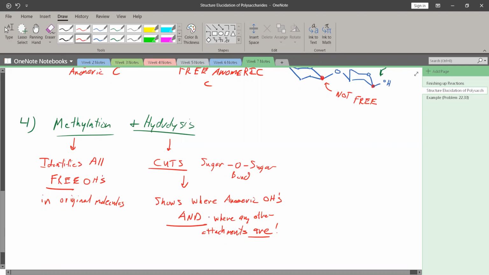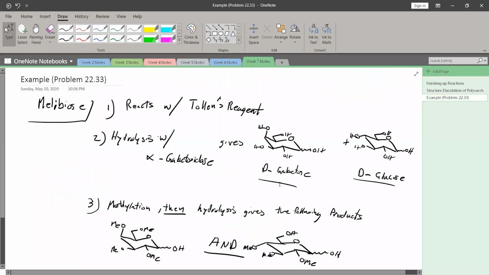But then this also shows us one, where all the anomeric OHs are, and two, where any other attachments are. Because we can make glucose sugar bonds on an anomeric carbon and something else that isn't another anomeric carbon, especially if it's a reducing sugar. Okay, so let's look at an example of how we can do this.